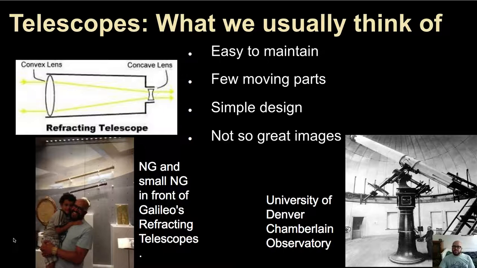Telescopes. What we usually think of when we think about how we see into space. So this is probably the most famous observatory in Denver. It is a refracting telescope, which means the light gets bent by lenses like eyeglasses. So you have a lens here at the beginning, a lens here at the end. Sometimes there's more in the middle, but usually it's just these two, and you can move them around to focus them.